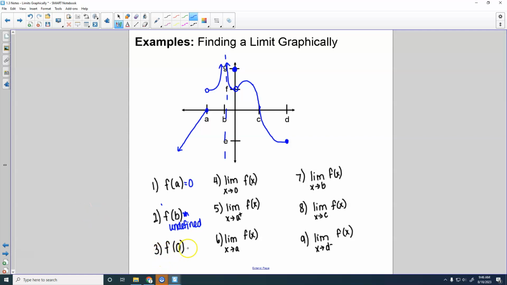Then I've got f of 0. X coordinate is 0 right here. It's right up here. Y coordinate is G. Okay, but 4 is going to ask me for the limit as x approaches 0. So if I go from both sides of this, for that limit as x approaches 0, I go to this open circle right here. It's fine that it's open circle because limits approach, not actually get there, right? So the y coordinate of that is f.